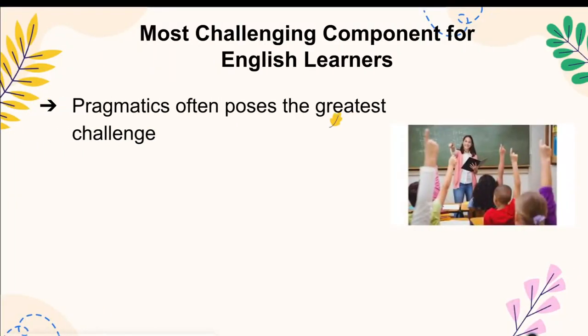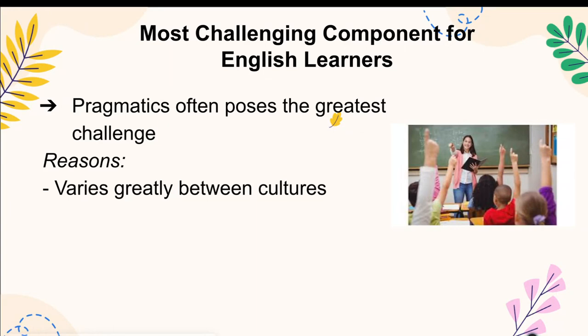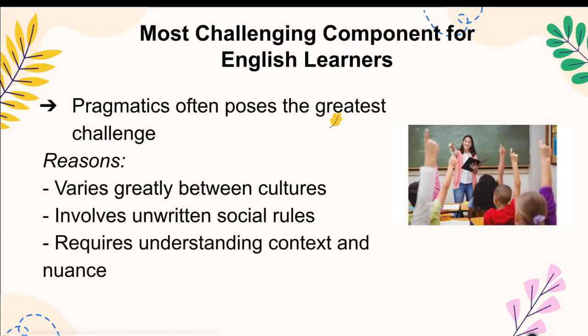Pragmatics is often the trickiest part for our English learners. Why? Well, there are a few reasons. First, it is very different from one culture to another. Second, it involves unwritten rules about how to use language. Third, it requires understanding the context and the subtle meaning in conversations. This is why even advanced English learners sometimes sound off in casual conversations.